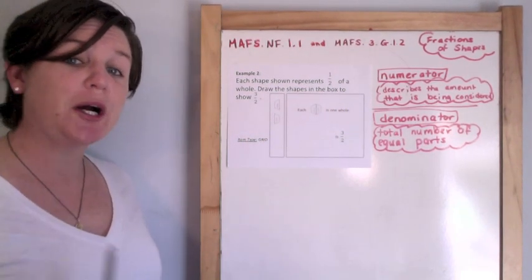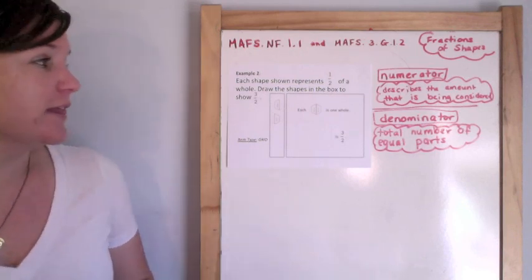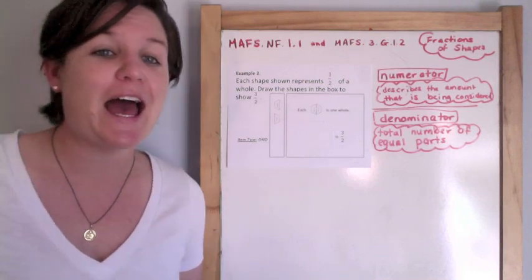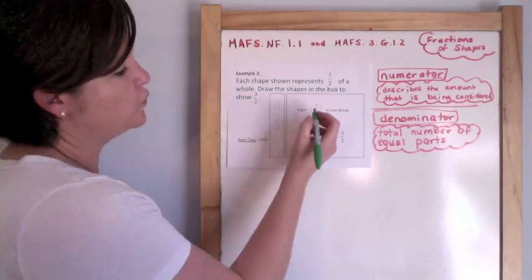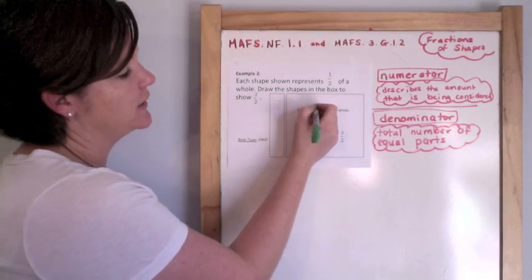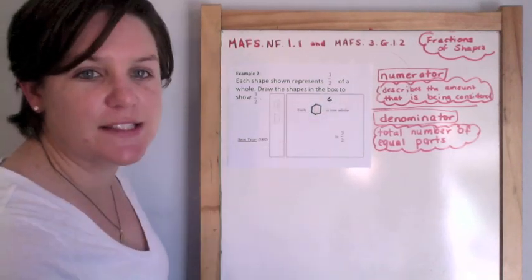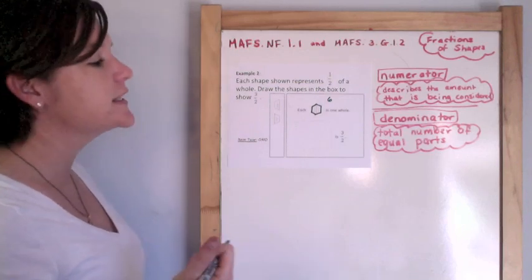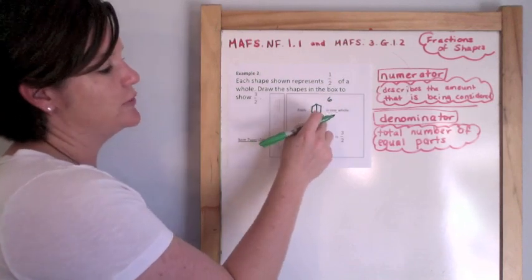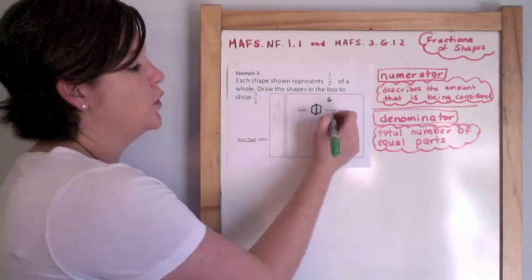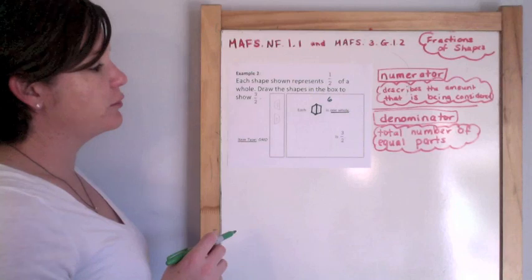Example 2. Each shape shown represents 1/2 of the whole. Draw the shapes in the box to show 3 halves. You read that as 3 halves. So they're saying each one of these hexagon figures, I know it's a hexagon because it has 6 sides. A hexagon has 6 sides. So each hexagon, which is really 2 trapezoids combined, is equal to 1 whole. Draw shapes in the box to show 3 halves.